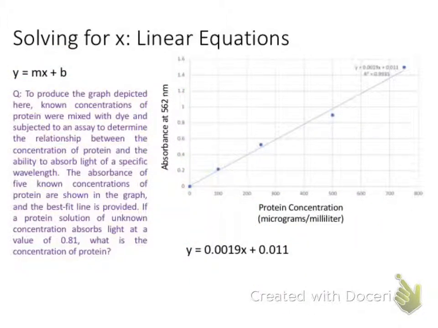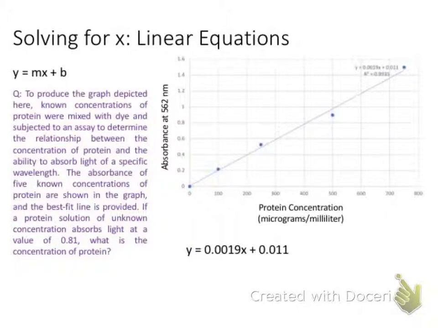I still haven't really given you the problem though. I've only described the scenario. I've taken known amounts of protein, mixed them with dye, shined light through them, and decided what they absorb. The real question is that when I take a protein solution of unknown concentration, I want to be able to calculate what the concentration of the protein is based on how much light it absorbs.